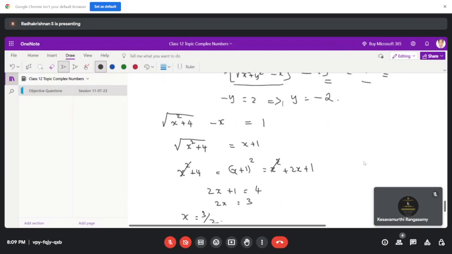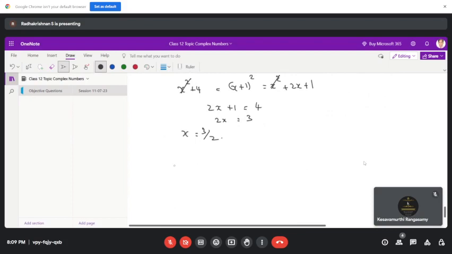So x equal to 3 by 2 and y equal to minus 2. So what is z then? 3 by 2 minus 2i. So that is the option. Is that option given? 3 by 2 minus 2i. Option 1, sir. Option 1.